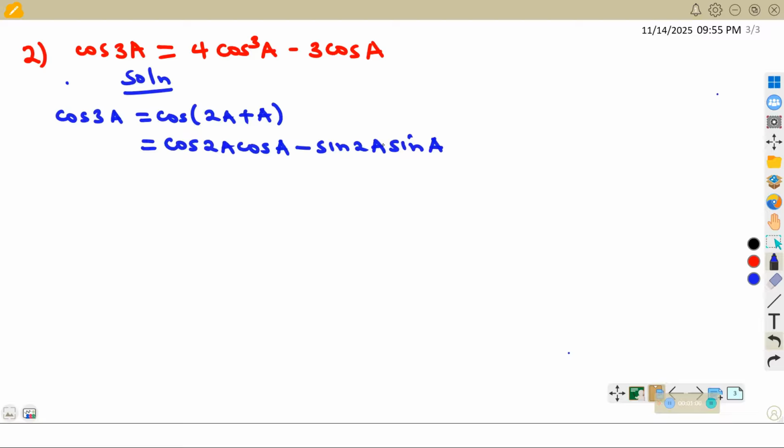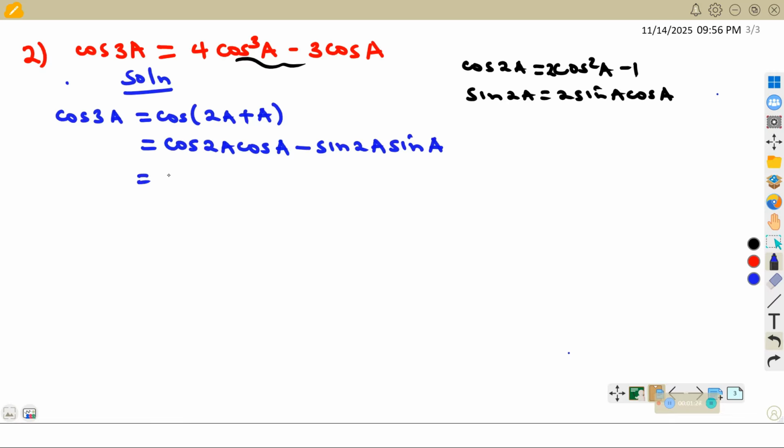So from here, we shall substitute the double angle identities. For cos of 2a, since we need everything in terms of cos, we shall have it as 2 cos squared a minus 1. Then we shall have sin 2a as 2 sin a cos a. So doing that, we obtain (2 cos squared a minus 1) times cos a, minus 2 sin a cos a times sin a.